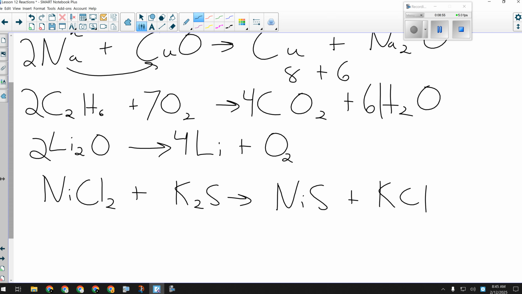That's a double replacement reaction. It's got 2 ionic compounds. All that happens in a double replacement reaction is the metals switch partners. Nickel was with chlorine in the reactants, nickel was with sulfur in the products. Potassium was with sulfur in the reactants, potassium ends up with chlorine in the products. We just switched the metals, and we've got our new compounds.